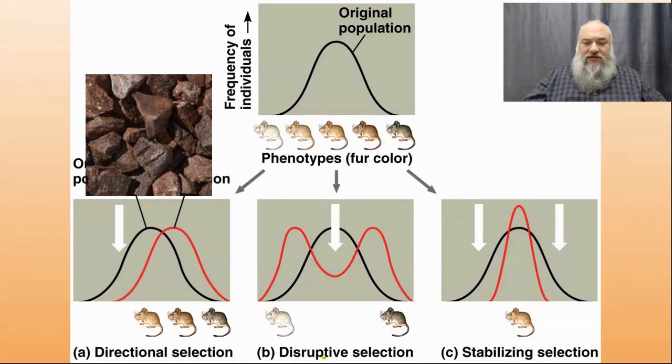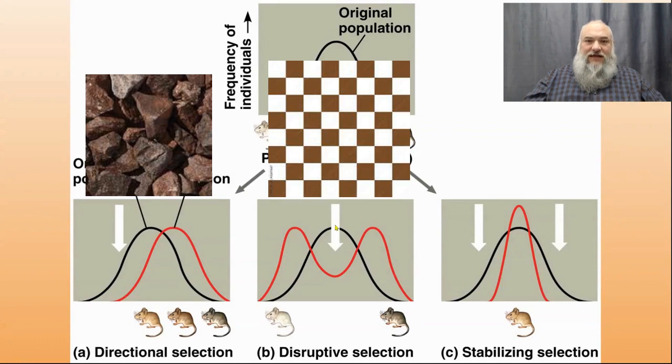Here we've got disruptive selection. Let's say these mice were in a place where it was really patchy. There were some really light areas and some really dark areas.